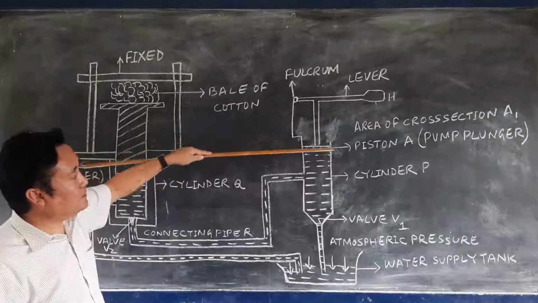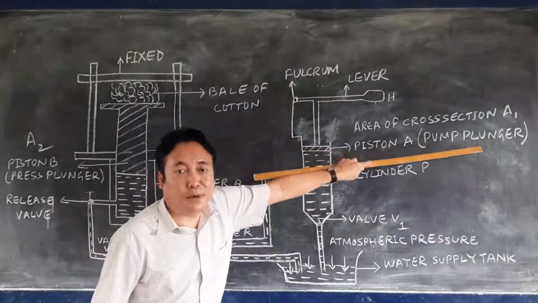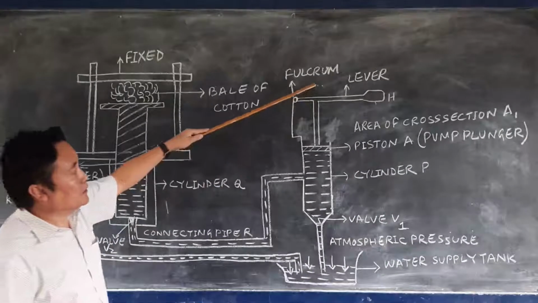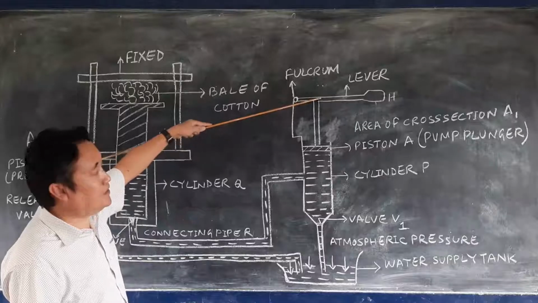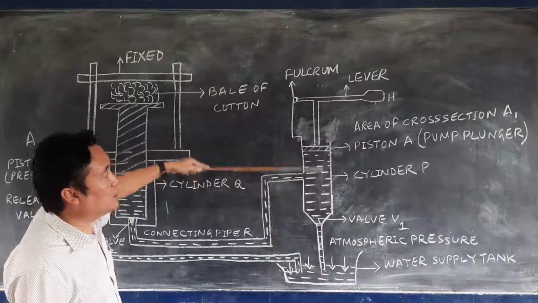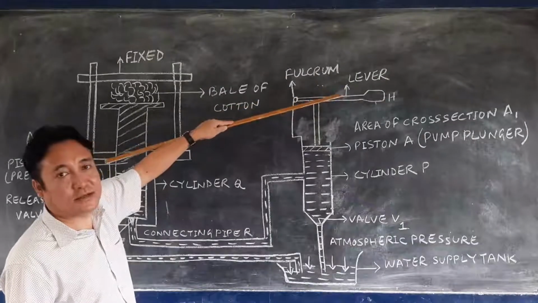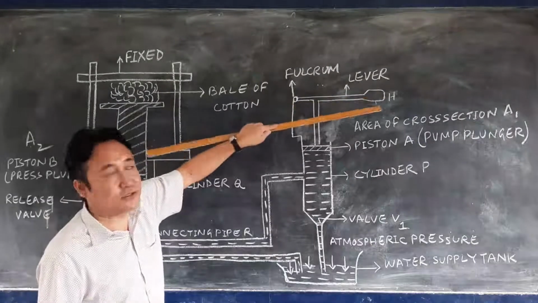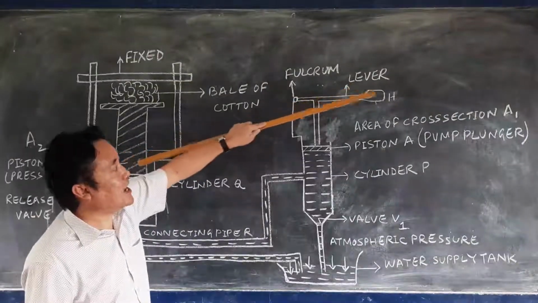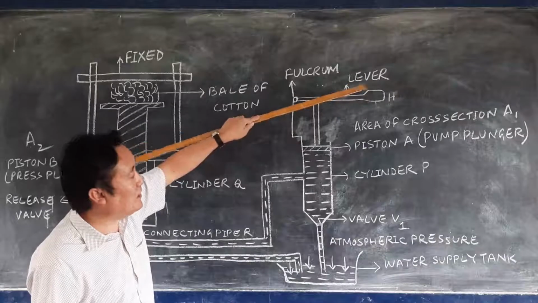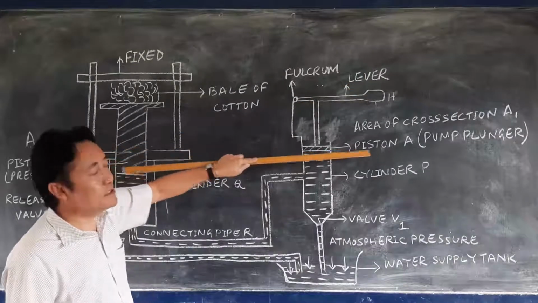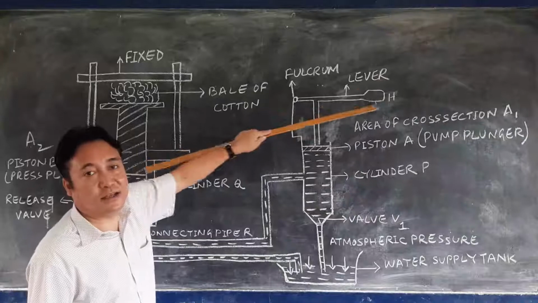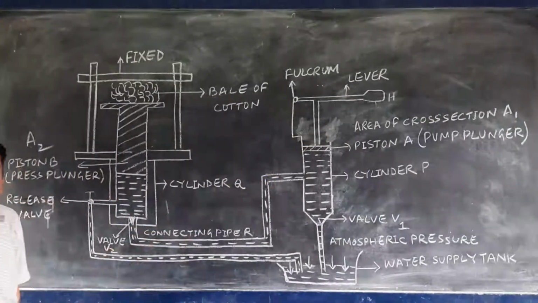Piston A is known as the pump plunger, and piston B is known as the press plunger. To move the piston down and raise it up, some sort of lever arrangement is made with the help of the handle. So this handle is provided on piston A in order to move the piston up and down.